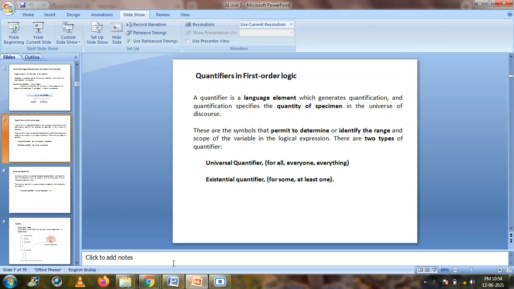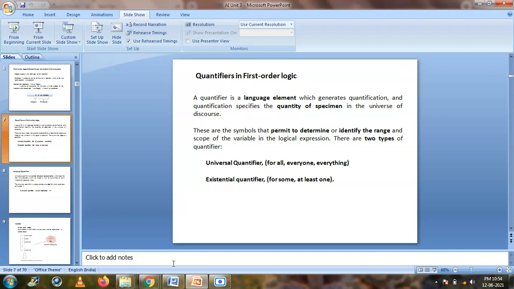So, quantifiers in first order logic. In the previous video, we saw what first order logic is and how it came about as an extension of propositional logic. Now, first order logic uses quantifiers. What is a quantifier? Quantity, you know. The language element quantifier generates quantification and quantifies the specimen, so it permits us to determine or identify the range of the variable of a logical expression.